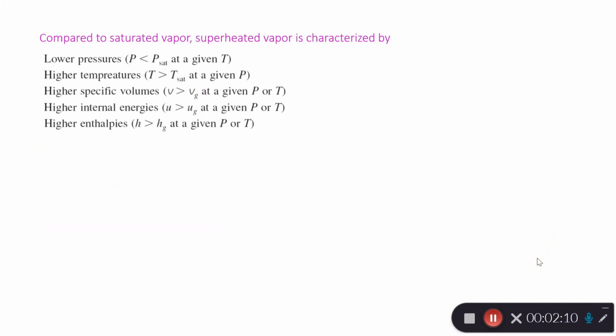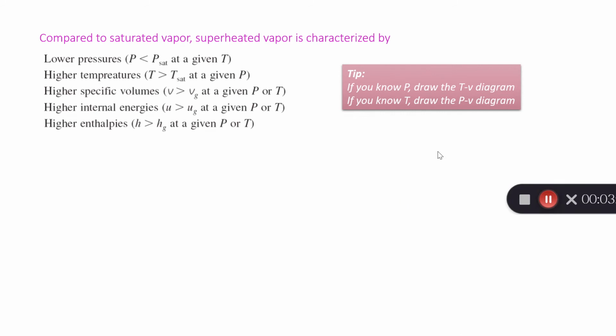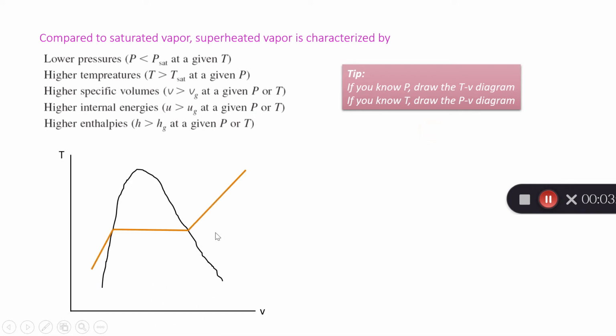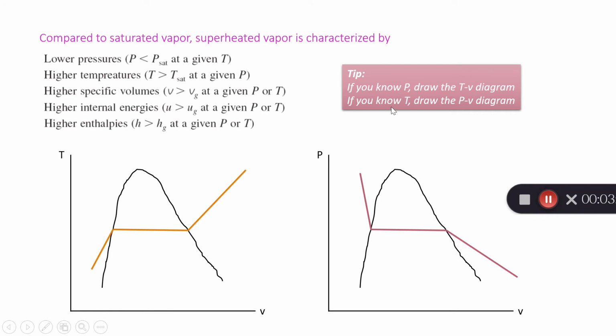So let's discuss some important characteristics of superheated vapor. Here's an important tip in order to know which diagram to draw. I am sure that sometime in the future you'll ask me this question, which graph to draw. Generally, as a rule, if you know the pressure, we draw the TV diagram. The reason is you can easily label this line as your known pressure value, constant pressure at this pressure. And of course the opposite is true. If you know the temperature, we draw the PV diagram, and therefore this line will be the constant T line.